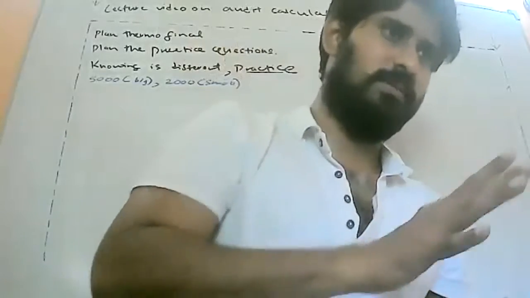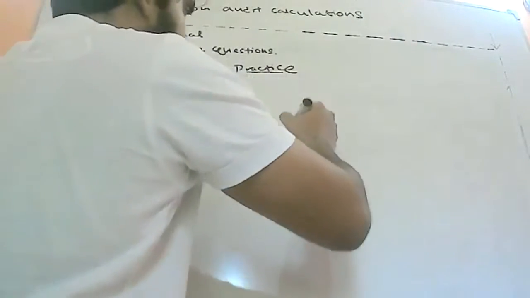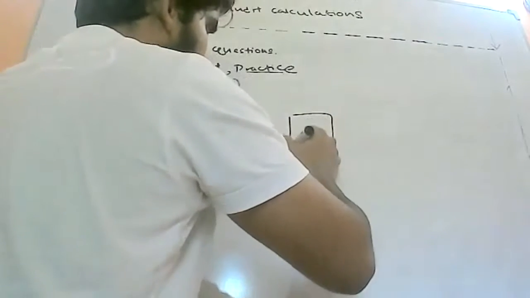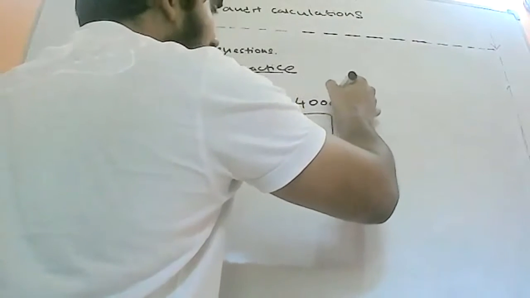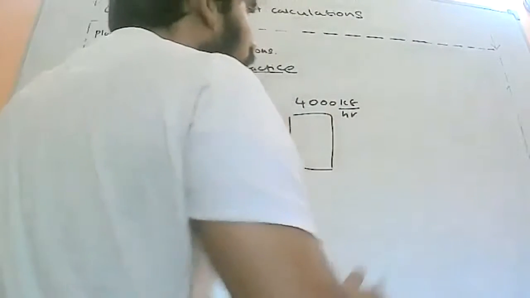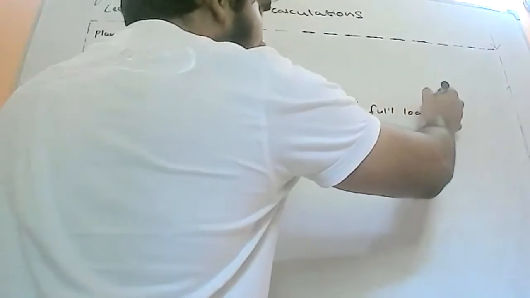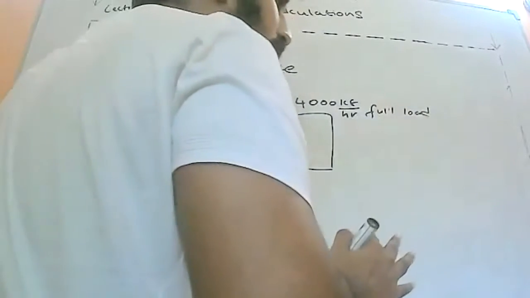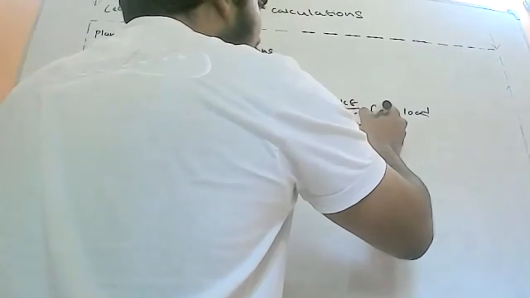Okay, so now let's focus on the problem. We have a boiler, and let's say 4,000 kilograms per hour is the full load. Or in other words, you can say actual maximum generation.